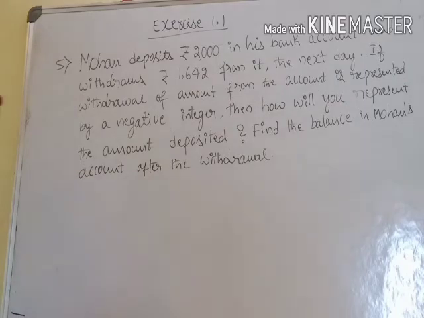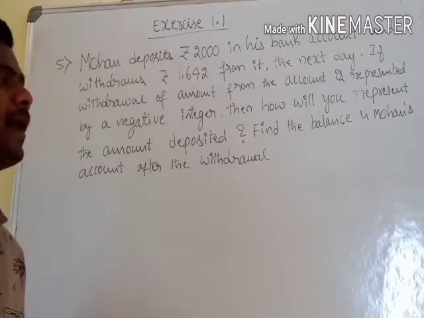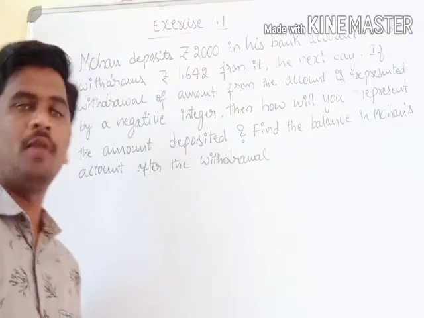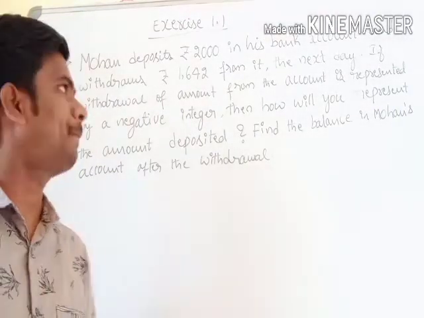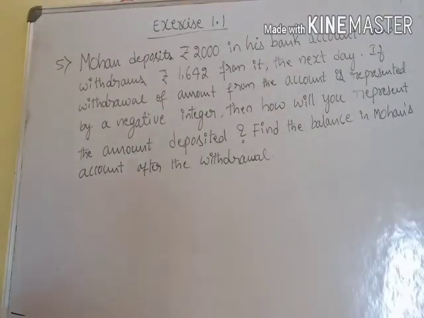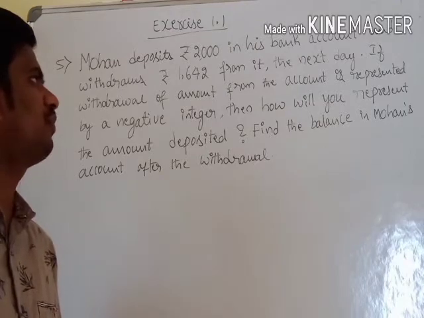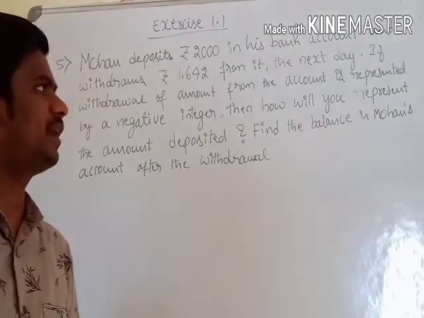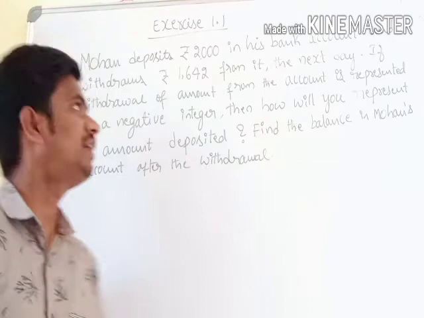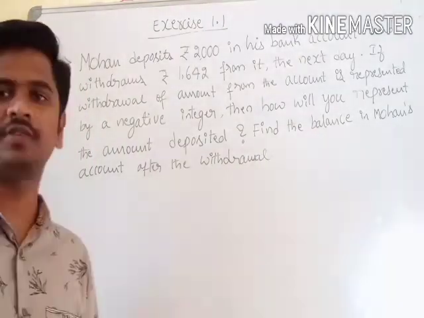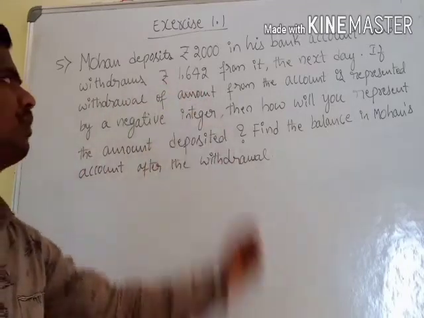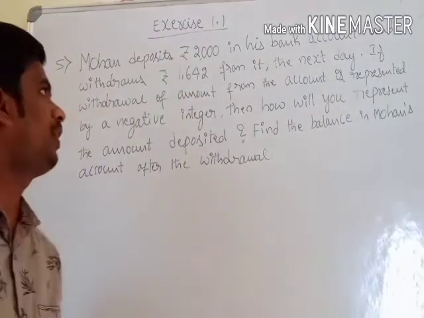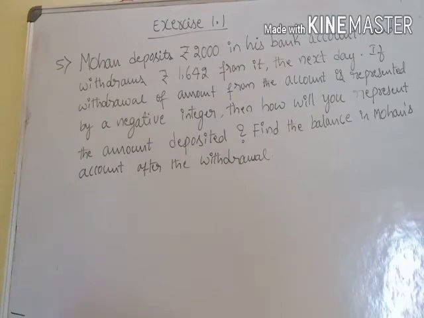Mohan deposits rupees 2000 in his bank account. Here Mohan is a person, he deposits 2000 rupees in his bank and withdraws rupees 1642 from it the next day. First he has deposited 2000 rupees in his account and the next day he withdraws rupees 1642. Here what is the question?